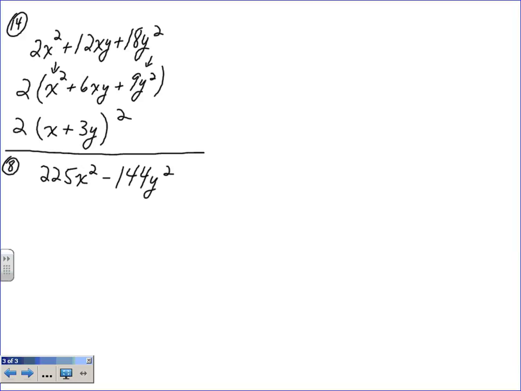Okay? So then I can write this as 15x minus 12y times 15x plus 12y. Now there's another way to do this problem. Yeah. Go ahead, Eric. What? To get the answer, 15xy minus, or 15x minus 12y squared. No, you can't do that because one has to be positive, one has to be negative.